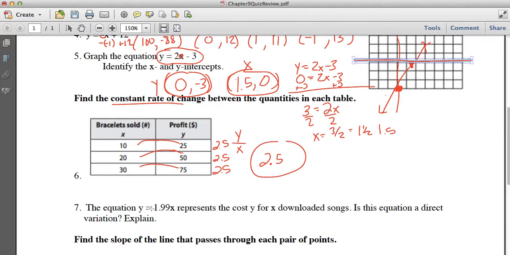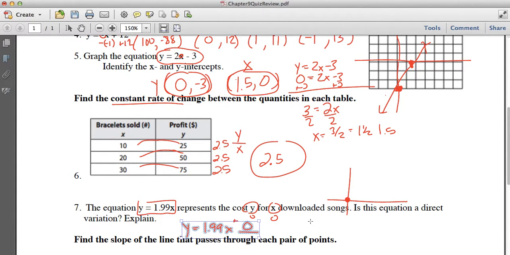For number 7, it says the equation y equals 1.99x represents the cost, y, for x downloaded songs. Is it a direct variation? Well, number 1, a direct variation has to pass through the origin at 0, 0. And in this slope-intercept form, there is no y-intercept or plus b value, and it does pass through the origin at 0, 0, and that makes sense. If you buy 0 songs, you're going to pay $0.